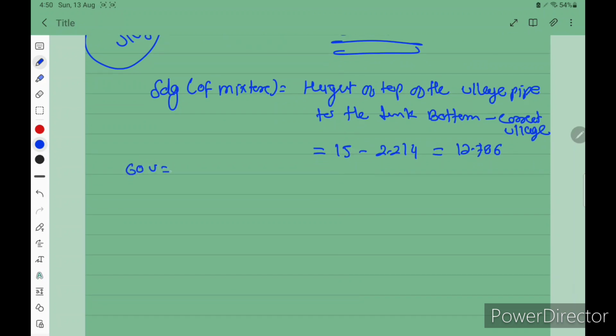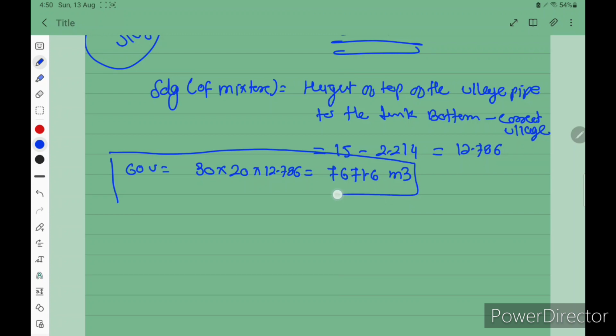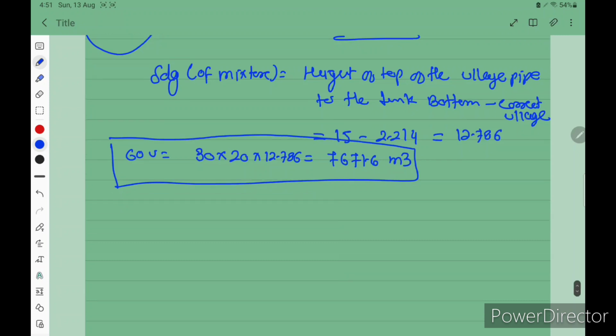Now we find GOV. GOV is gross observed volume of oil. So GOV is equal to 30 into 20 into 12.786. So we get 7671.6 meter cube. Okay, this is the first part of the numericals completed.